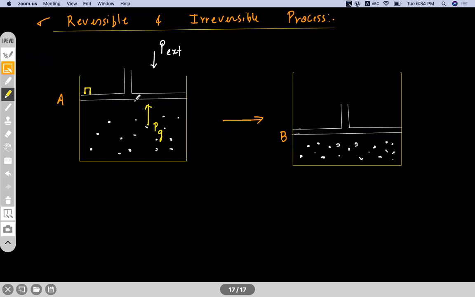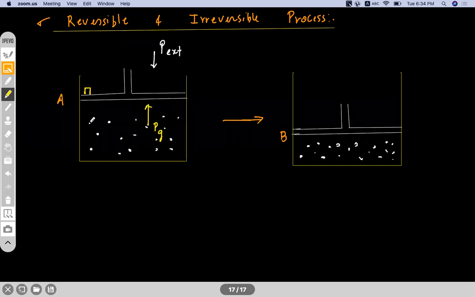I want to go from state A to state B. So for this, you need to increase the external pressure. I'm increasing the external pressure slowly. I have put one small stone over here, so because of the mass of the stone, this piston will come down. And once it comes down, volume decreases, compression takes place.